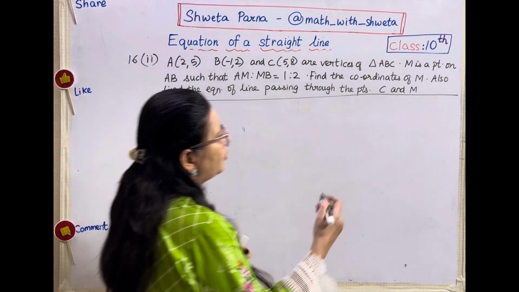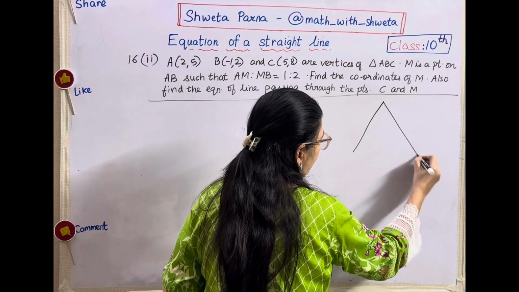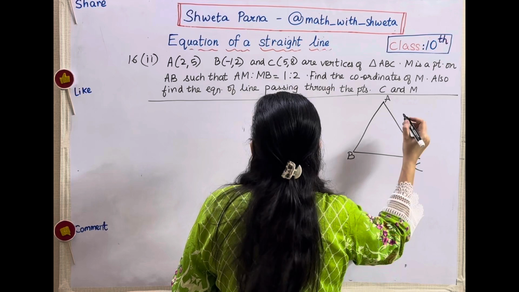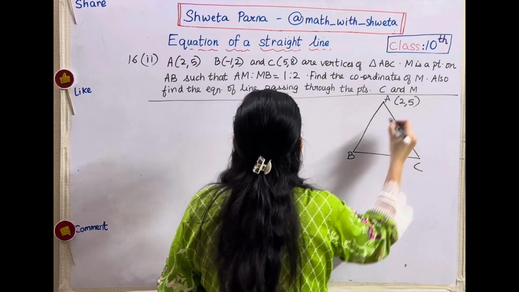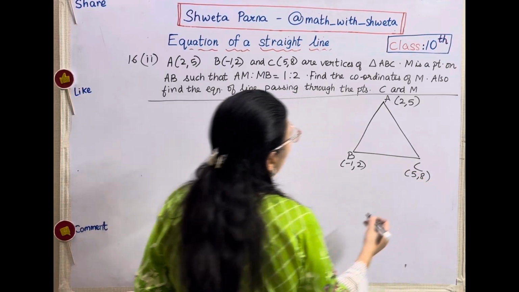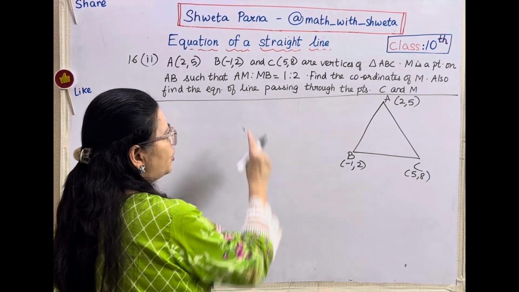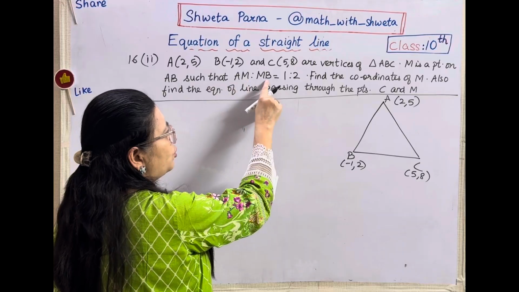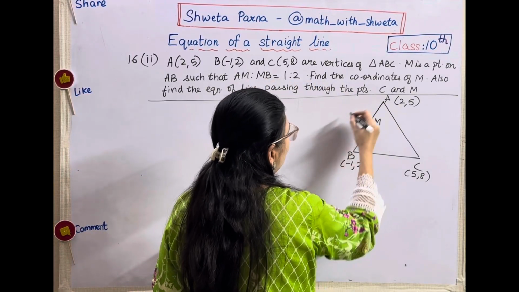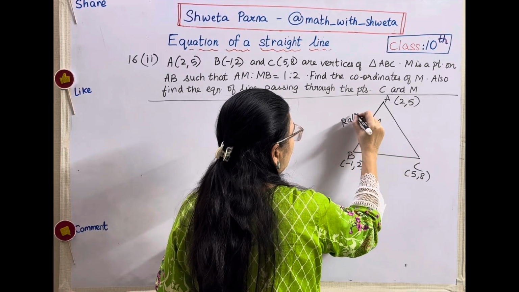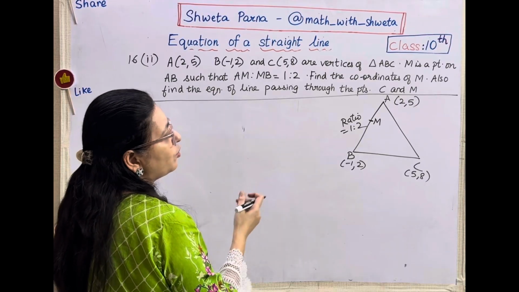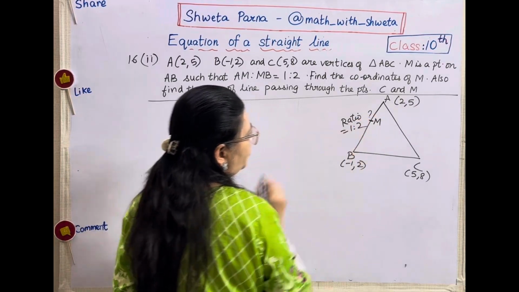A, B and C are the vertices of triangle ABC. Draw the figure. A, B, C. A is (2, 5), B is (-1, 2) and C is (5, 8). M is a point on AB such that the ratio of AM to MB is 1 to 2. So let point M be here. The ratio given is 1 to 2. Find the coordinates of M. You have to find the coordinates of this point.